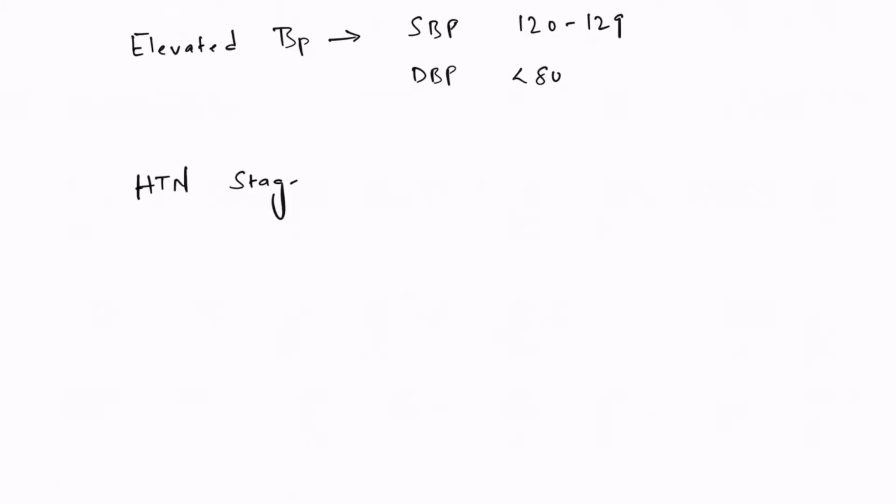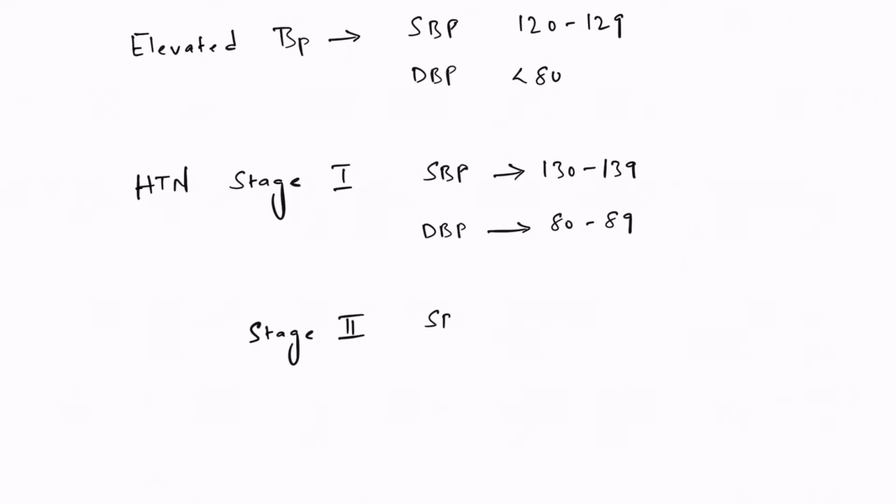Coming to elevated blood pressure, the systolic blood pressure will be in between 120 to 129, and diastolic will be less than 80. That is called elevated BP. Coming to hypertension stage 1, here the systolic blood pressure will be 130 to 139 and diastolic will be between 80 to 89. In stage 2, the systolic blood pressure will be more than or equal to 140 millimeters of mercury and diastolic blood pressure will be more than or equal to 90 millimeters of mercury.